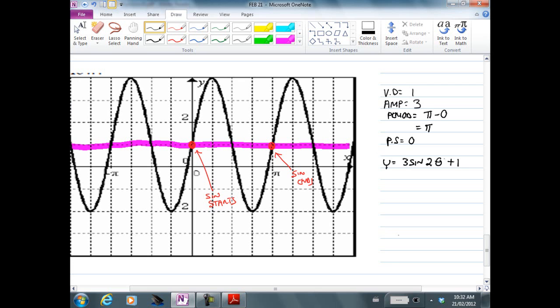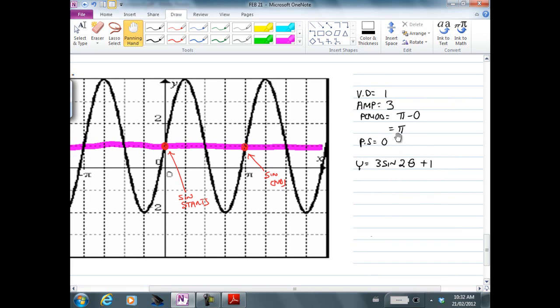Question: where did this 2 come from? Just a b value. Because my period is pi, you got to figure out what b value gives pi. So you always have to check for a b value? B value, you have to, because your b value is what determines your period. So the period doesn't go here. It's a b value that goes here.